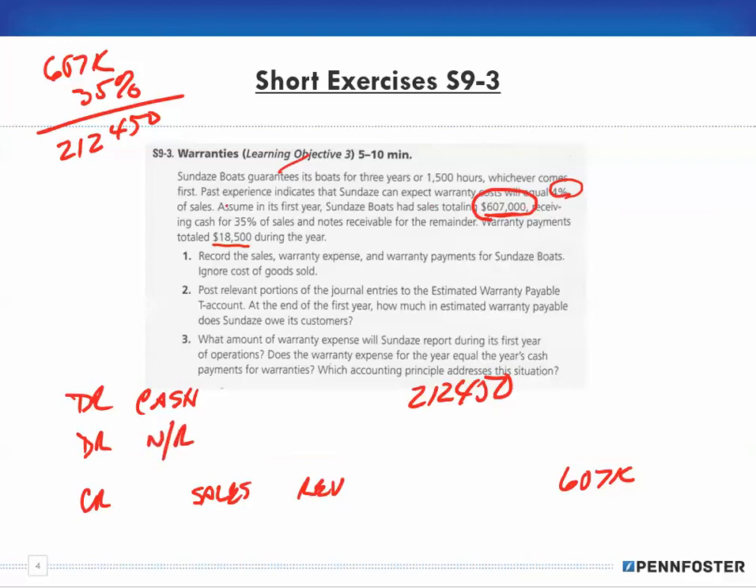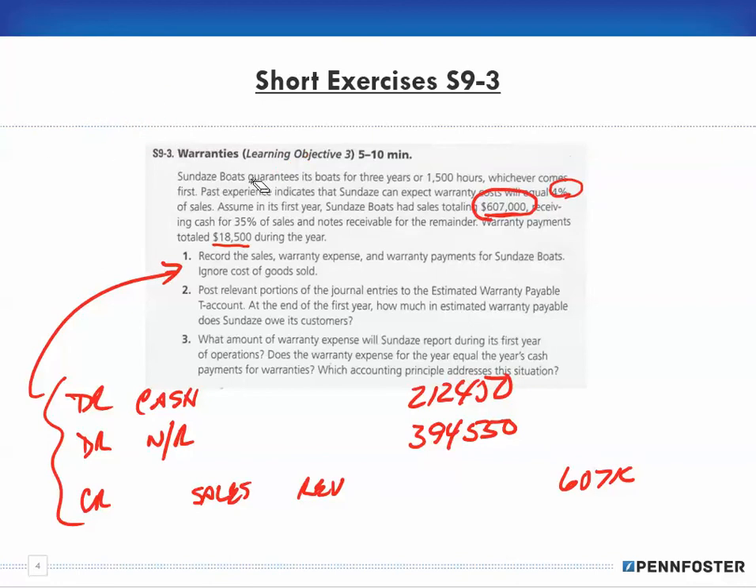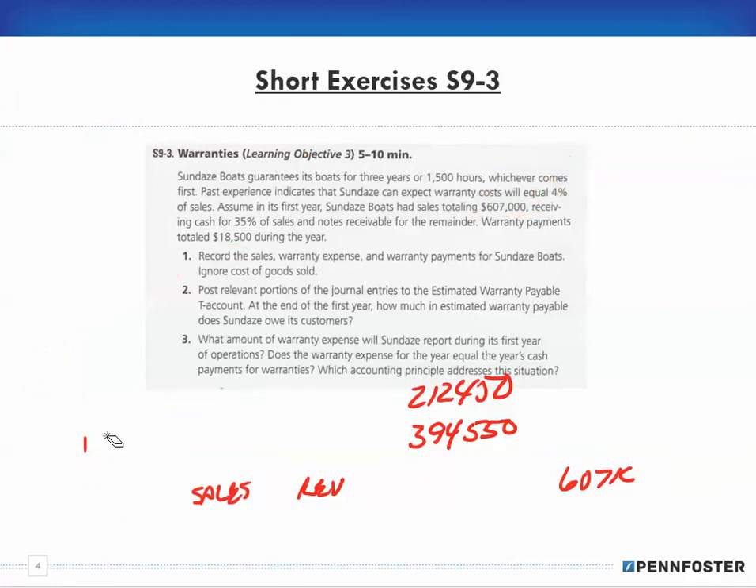Because it says receiving cash for 35% of sales and notes receivable for the remainder. So the difference between those two numbers is $394,550. Okay, so that's the journal entry for number 1. So if you have to, pause the video and write that down, because I'm erasing it now. Okay, so that's the first entry.